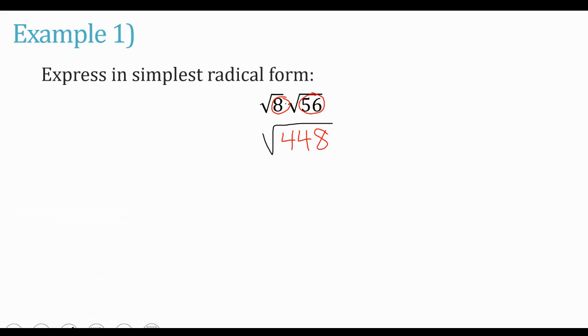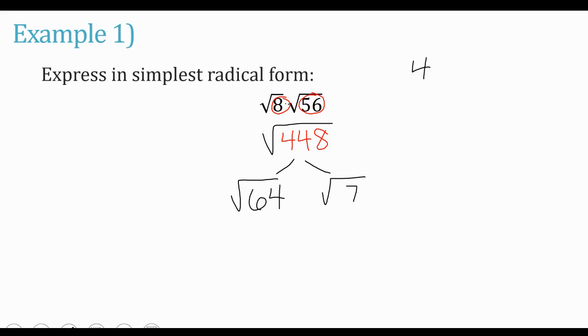I did a lot of trial and error. I did a lot of division. 448 divided by 36, divided by 144. I tried all these different combinations, and I saw that 448 can be divided by 64, which is a perfect square. So I'm going to break this out. So we get the square root of 64, and 64 times 7 gives us 448.